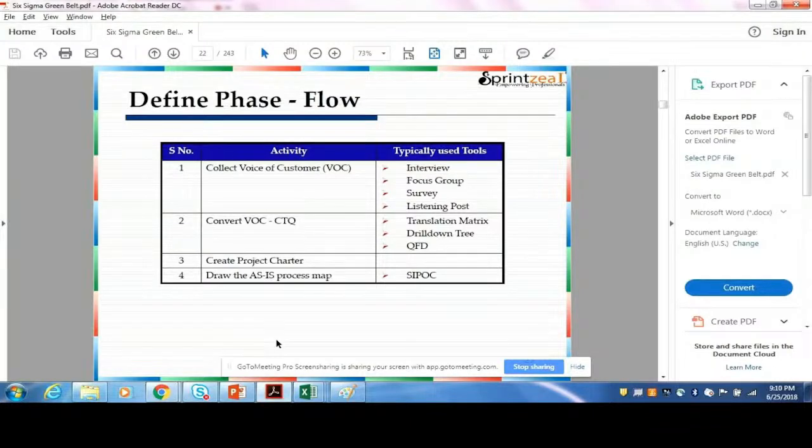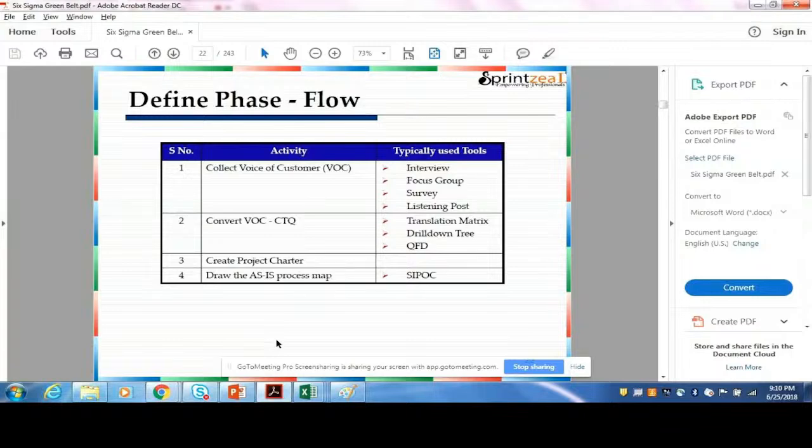Right. So, in the define phase, there are primarily four things that we do. One is, it starts with the VOC, which is called voice of the customer. So we would collect the voice of the customer. Then we convert that VOC into CTQ. CTQ is critical to quality element. We will understand and see what CTQ is, and then create the project charter.